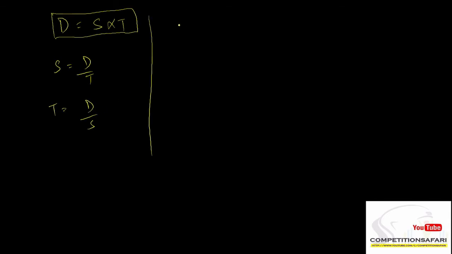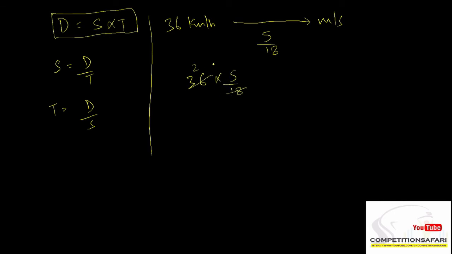Also, if you are given a speed in kilometer per hour, and you need to convert it to meter per second, what you will have to do is multiply that quantity with 5 by 18. So here we have 36 kilometers per hour, and we need to convert it into meter per second. So we'll do 36 into 5 by 18, which gives us 10 meters per second.